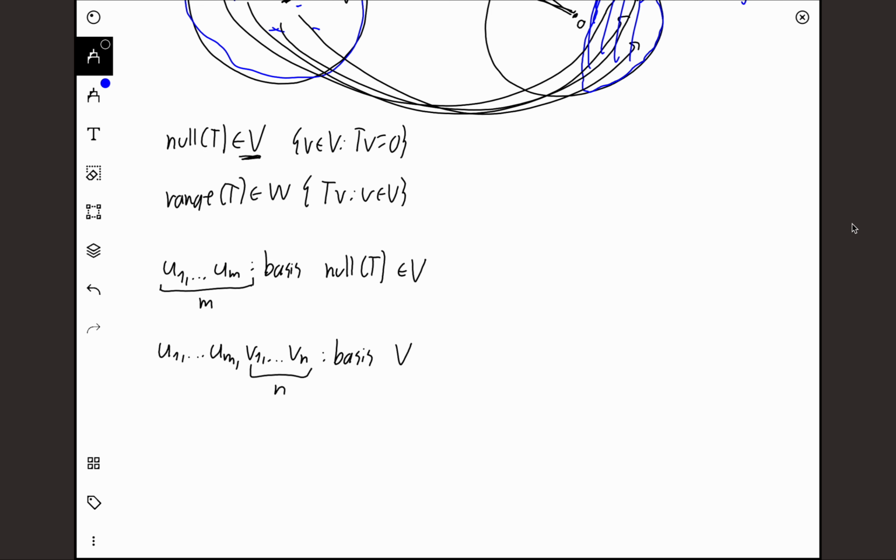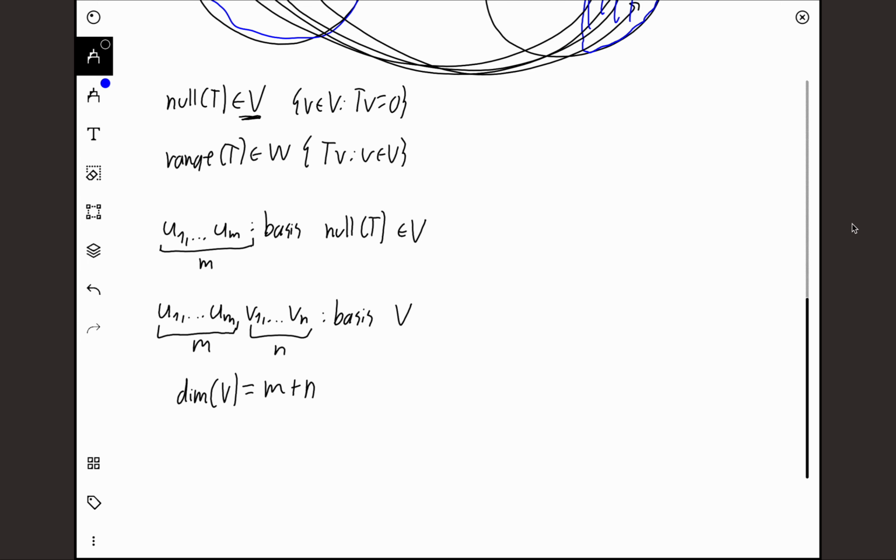And we know we can do that: whenever we have a basis of a subspace, we can add more vectors into that basis, and we can create a basis for the whole space. And all of these vectors here are linearly independent. We pick them in such a way that they're linearly independent because they're a basis, and this is a whole basis for V. So now we can see that the dimension of V equals m plus n, because we have m u basis vectors and we have n v basis vectors. So the dimension of V is m plus n, and we know that m equals the dimension of the null space of T, because we see that it has m basis vectors.